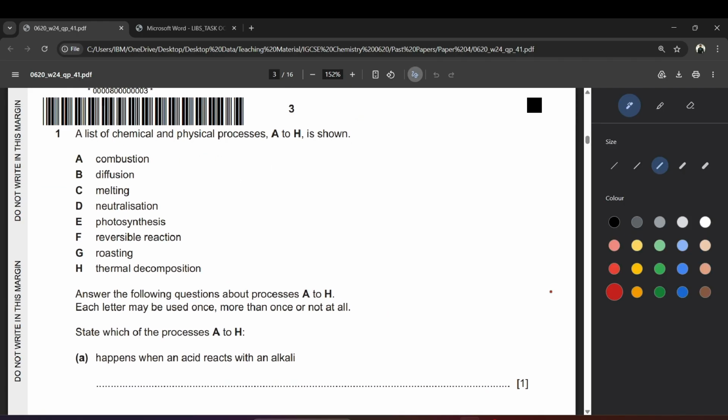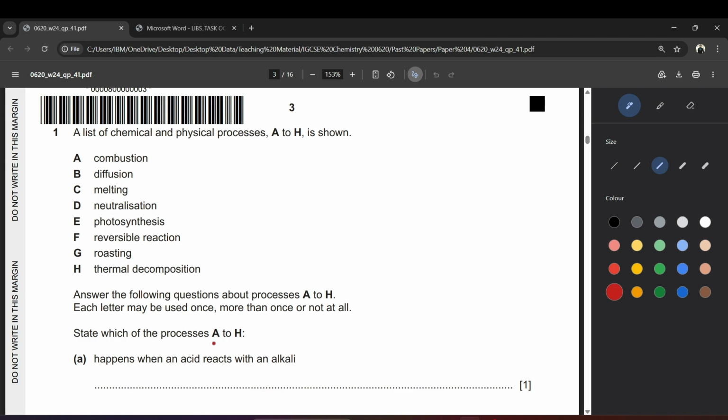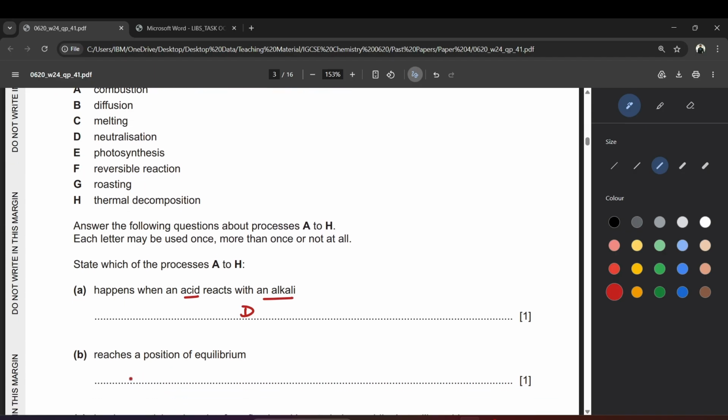So number one is state which of the processes A to H happens when an acid reacts with an alkali. So when an acid reacts with an alkali, a neutralization reaction takes place, which is over here. So this is D. Which process reaches a position of equilibrium? So now this term, we use this whenever we are talking about reversible reactions, right? So therefore the answer will be F.